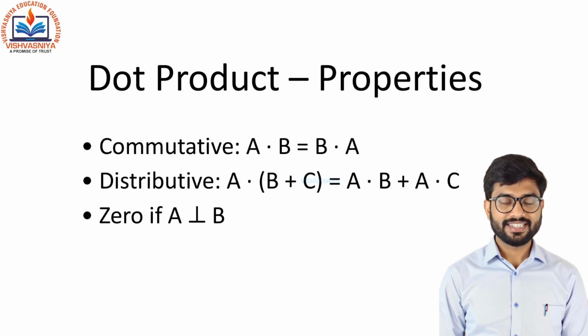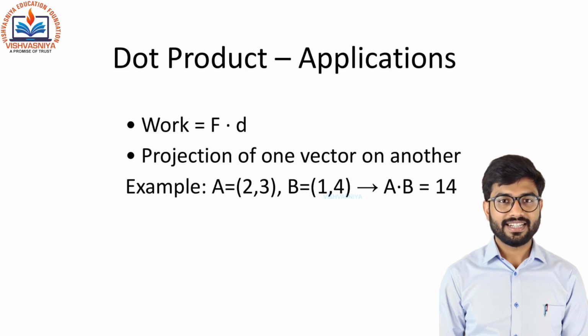Some important properties are, it is commutative, A · B = B · A. It is distributive, A · (B + C) = A · B + A · C. If the vectors are perpendicular, their dot product is 0. Applications, work done is equal to force dot displacement. Projection of one vector on another. Example, if A = (2, 3) and B = (1, 4), then A · B = 2 × 1 + 3 × 4, which is 14.